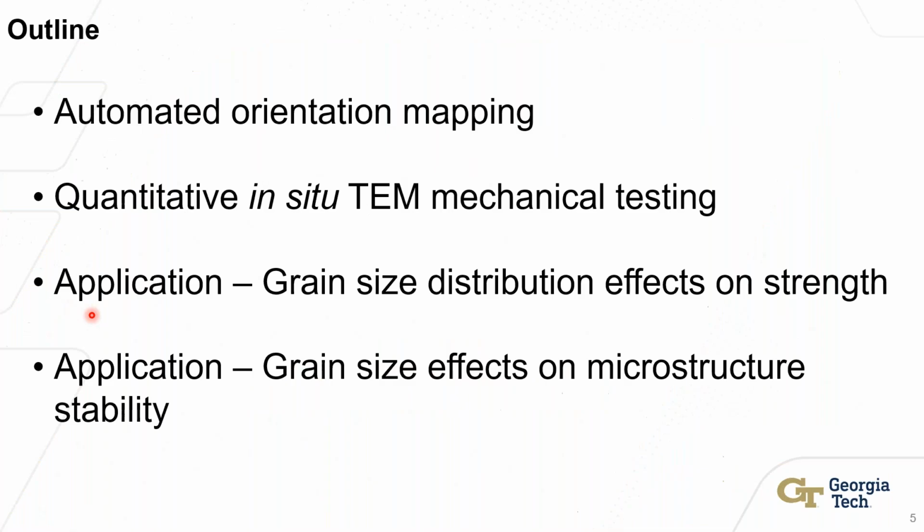Just a very brief outline of what I'll be talking about today. I'll start out with a little bit of history and background on how we got to where we are now in terms of automated orientation mapping capabilities and microstructure mapping capabilities using electron microscopy. Also talk a little bit about the in-situ quantitative mechanical testing tools that we use for the TEM, and then go over a couple of case studies, a couple of application examples, looking at grain size distribution effects on strength and grain size effects on microstructure stability, looking at deposited metal and thin films.